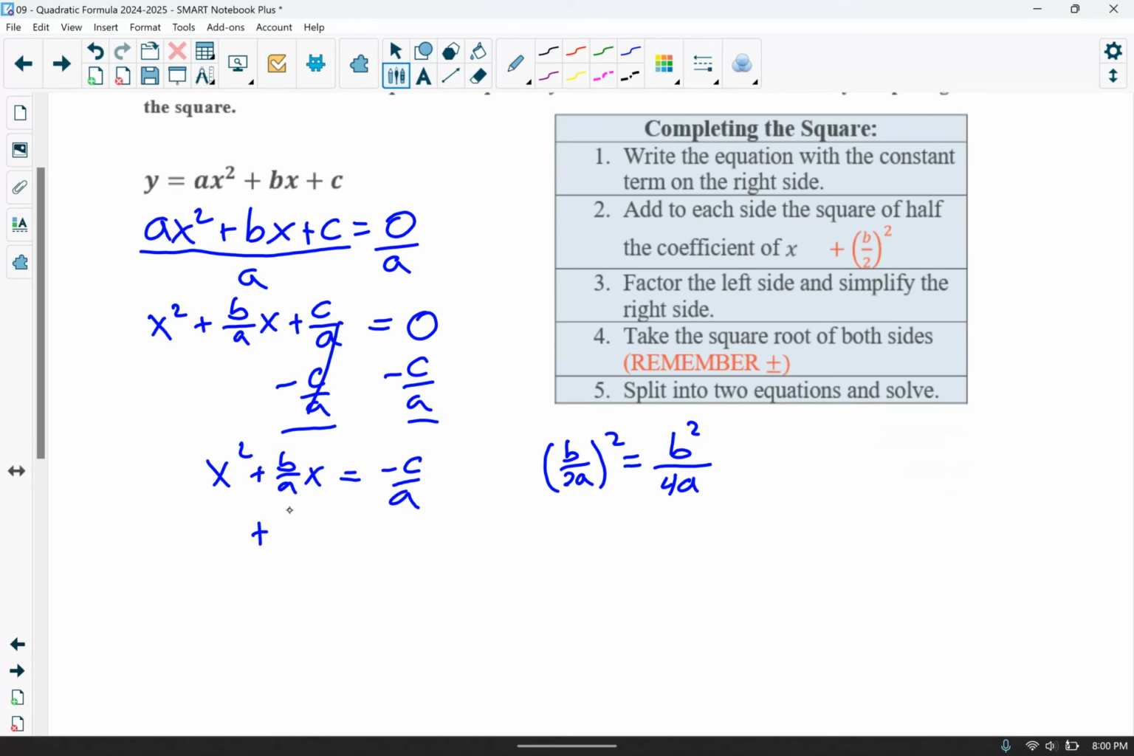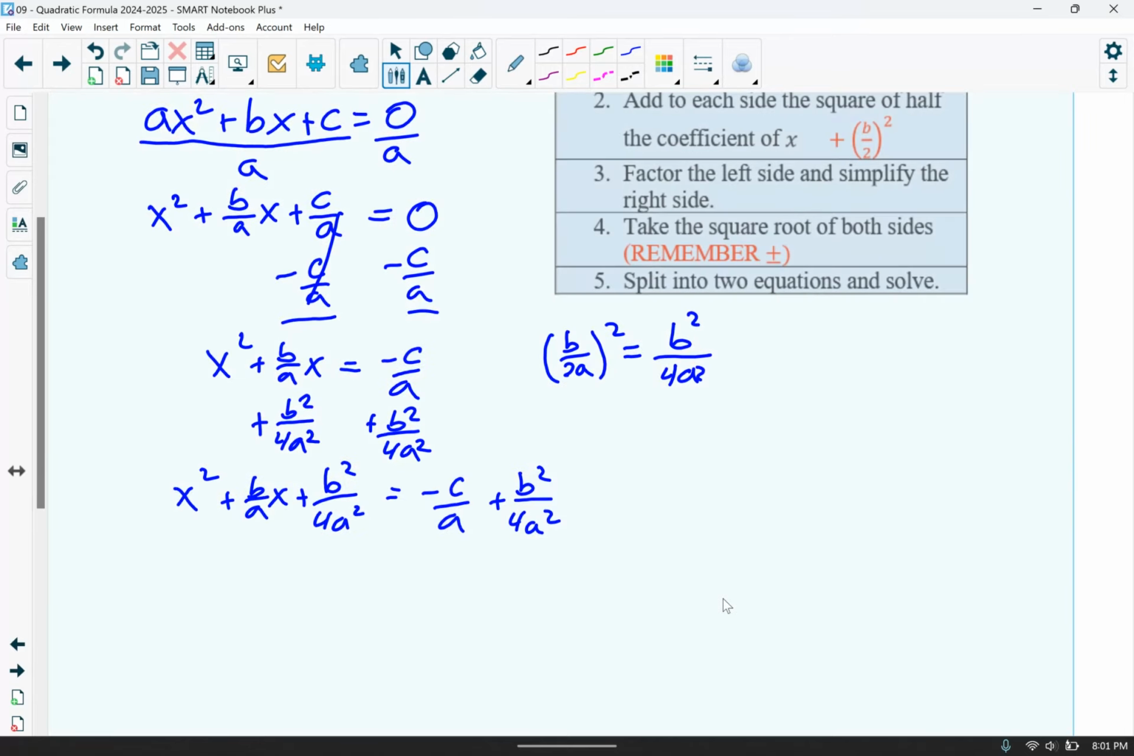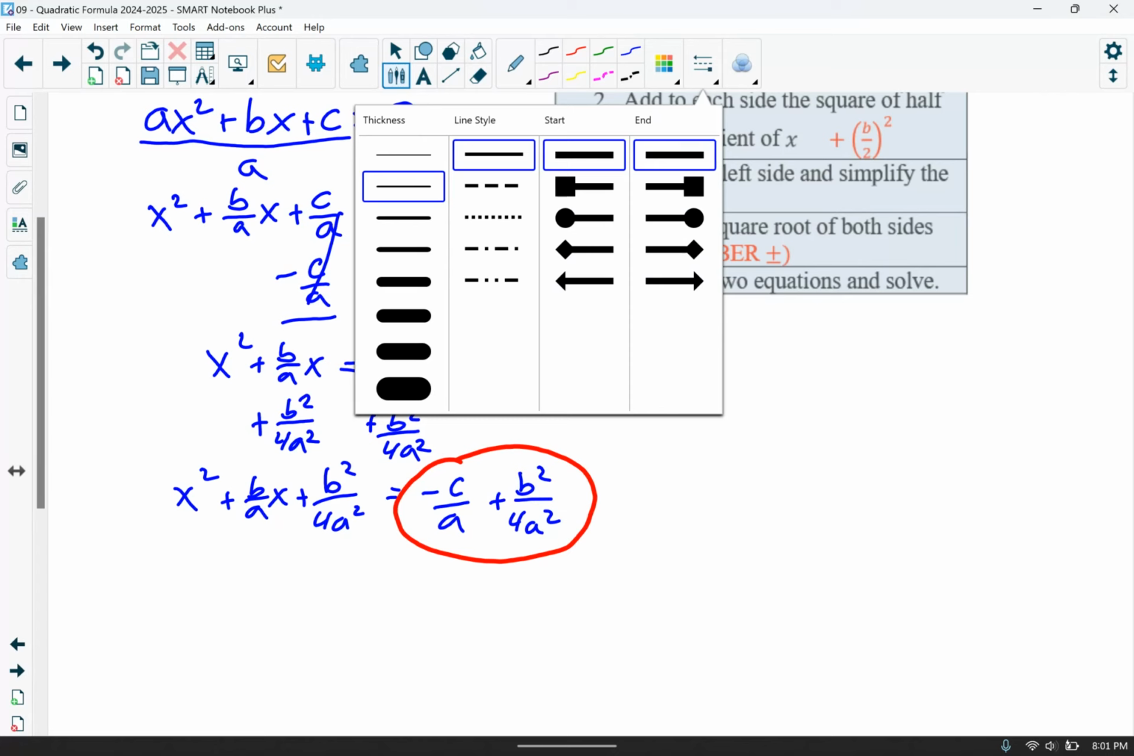Okay. So now we're going to add b squared over 4a squared to both sides, giving us x squared plus b over a x plus b squared over 4a squared equals negative c over a plus b squared over 4a squared. Okay. To finish completing the square, we need to get this left side to one term. So to do that, we need a common denominator.